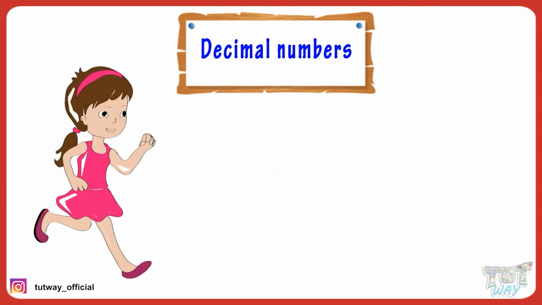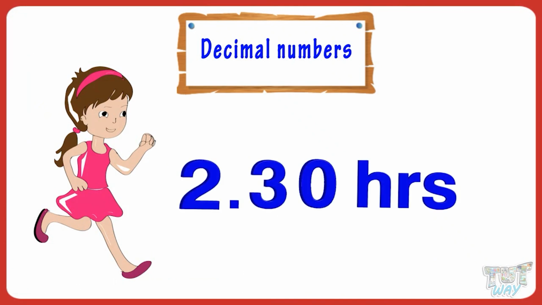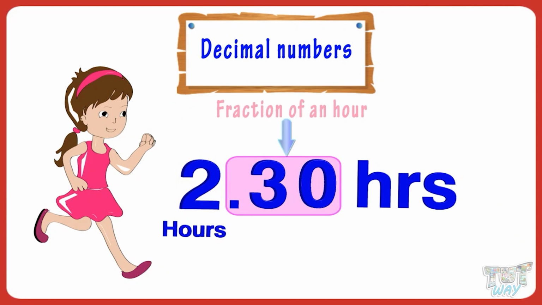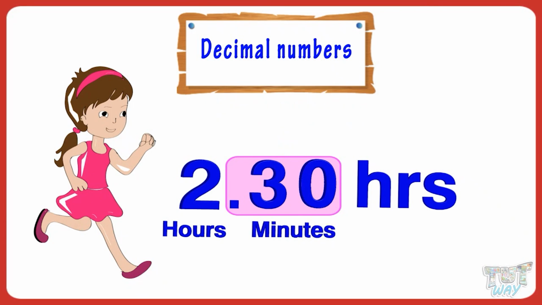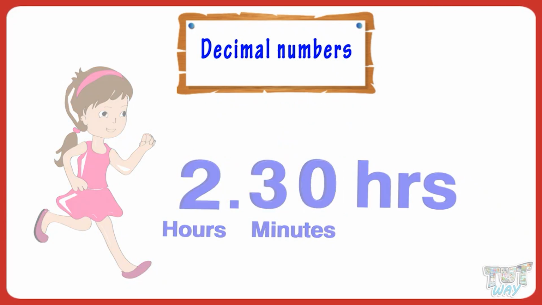Dan won the marathon by completing it in 2.30 hours. It is a decimal number, where 2 is a whole number representing 2 hours, and 0.30 is a fraction of an hour, and it is 30 minutes. Now, let's learn other ways of comparing decimals.